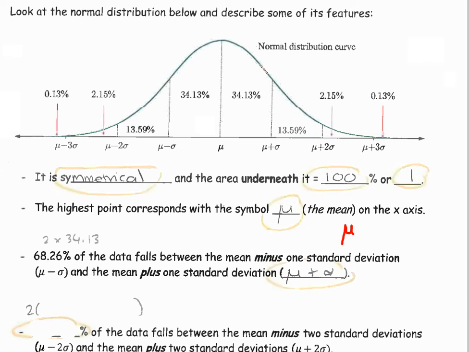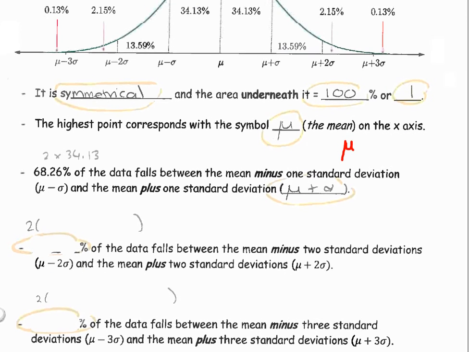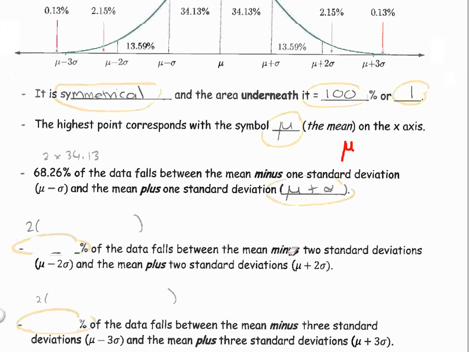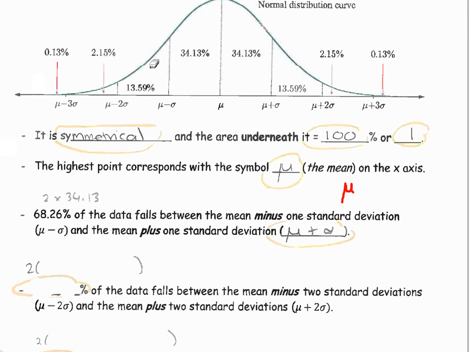And now they're asking what percent of the data falls between the mean minus 2 standard deviations and the mean plus 2 standard deviations. So they want to know what percent of the data falls between here and here. We just need you to add up these four percentages here. So if you add up that plus that plus that plus that, or another way of thinking of it, because it's symmetrical, it's this plus this, and then doubled, because that plus that is the same as that plus that. So I just added up those two and doubled it.